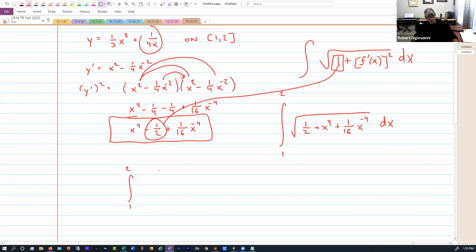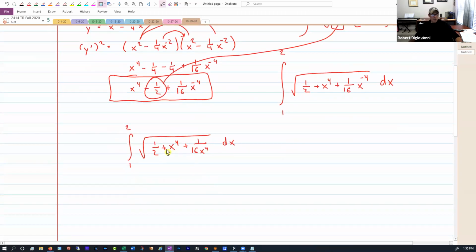Okay, so watch what I do here. That's the square root of 1 over 2 plus x to the 4th plus 1 over 16 x to the 4th dx. So we are going to put all of this into one fraction by getting a common denominator. We're going to put all three terms together. So that's an x to the 4th over 1, so that means I have to multiply.